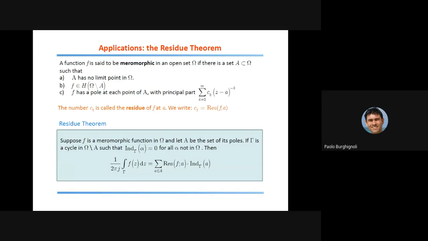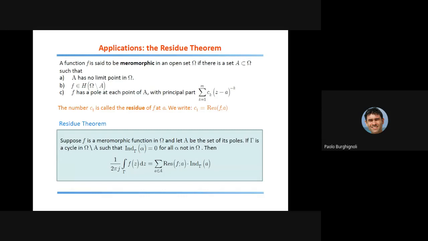If we are in this condition, then we call the number c_1, the coefficient of (z minus a) to the minus 1 in this principal part, the residue of the function f at the point A, and we write c_1 is equal to res of f at A. Okay, with this definition, we can now state the residue theorem. Suppose your function f is a meromorphic function in omega, and let A be the set of its poles.